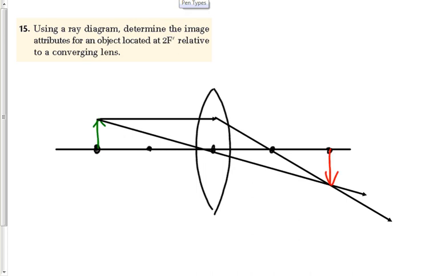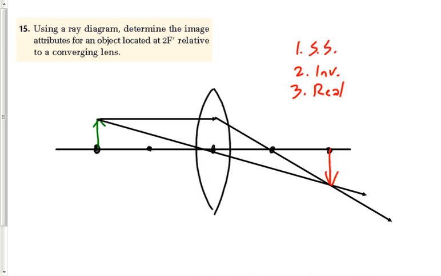What are the attributes or the characteristics of this image? Bigger? If I bring my fingers over here, it appears to be pretty much the same size. Had I drawn this perfectly to scale, it should be exactly the same size. So it's same size, it's inverted clearly, and it's real, right? We could project this onto a screen. It's solid lines that intersect.